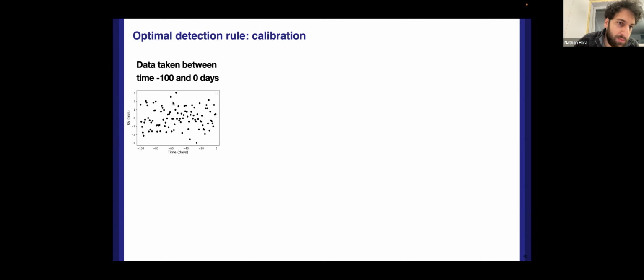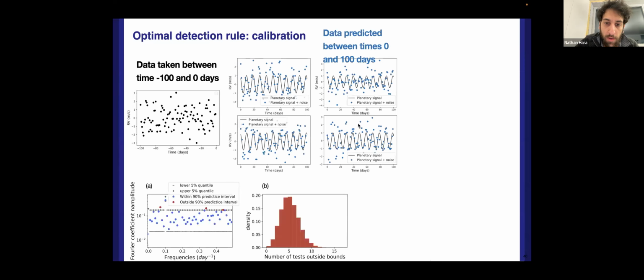So suppose that you have data taken between -100 and 100 days. And you know that 100 observations are going to be taken from 0 to 100 days. So exactly the same observation pattern. And you're going to sample from the predictive distribution. Well, the data could be this, or it could be this, it could be this. And in that particular example, I have one planet plus some correlated noise, I think.